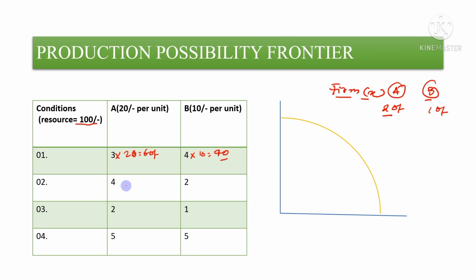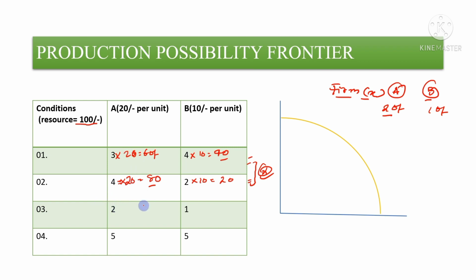Another example is they can produce 4 units of A, that is 4 into 20, that is 80, and 2 units of B at 10 rupees each, which equals 20 rupees. In both these cases they are utilizing the resource completely, and they can produce these two products in these two possible combinations. There can be other possible combinations also. I have just taken these two examples; you can choose any other example to understand the concept.